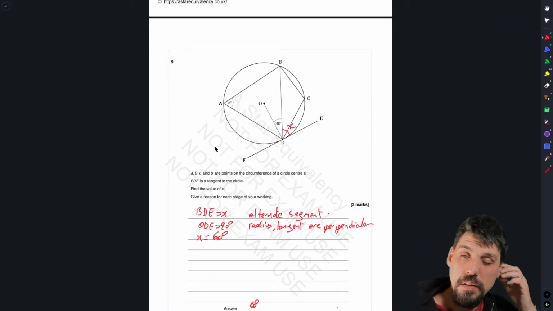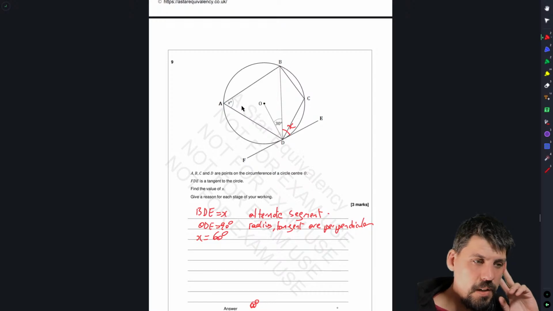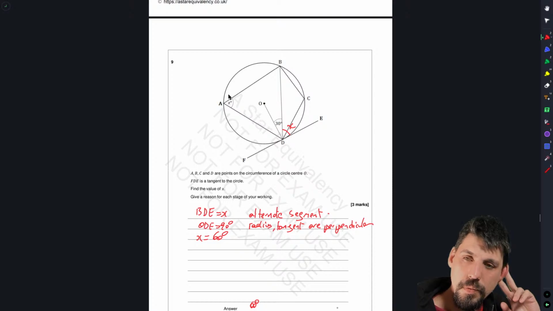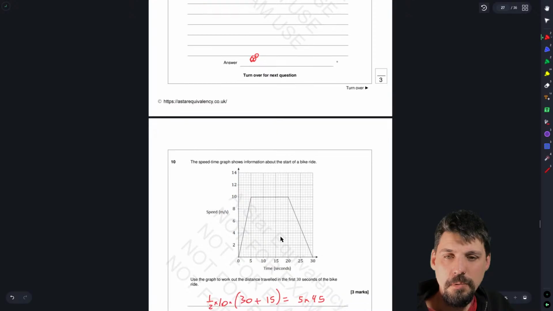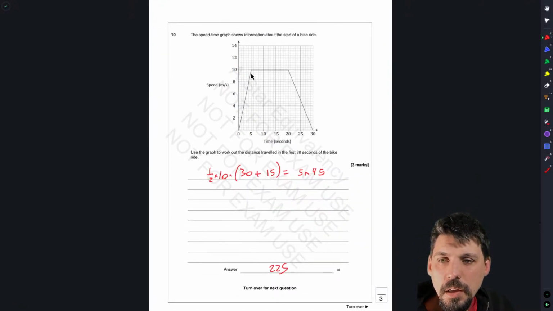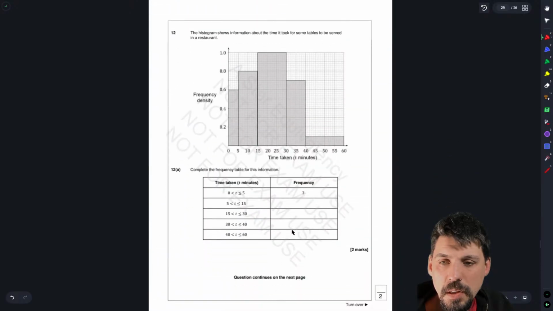This one's interesting, but that angle there is that one, right? Am I having just a moment with my alternate segment theorem? I mean, I proved this ruddy thing the other day. I'm going with it. I'm trusting myself on that one. Each of these is 5, so that's 15 and 30. 450 divided by 2 is 225. That's just not even worth looking.